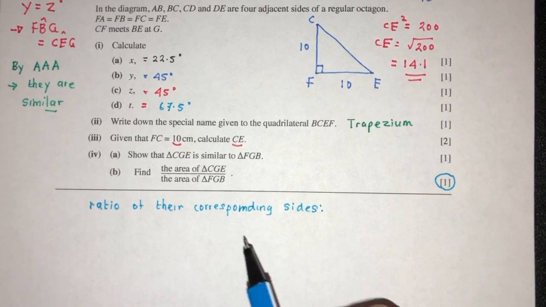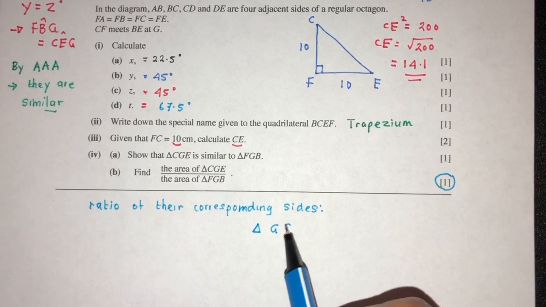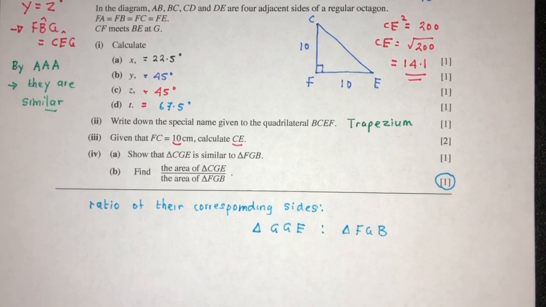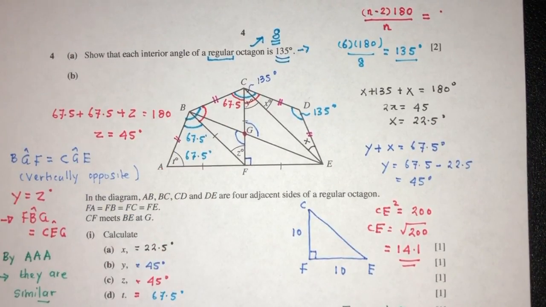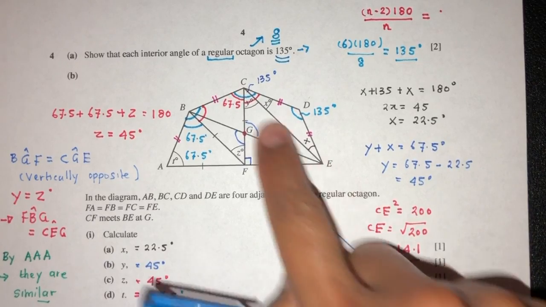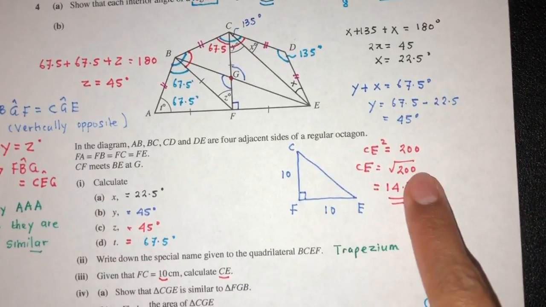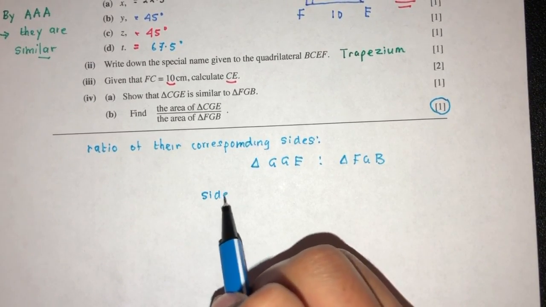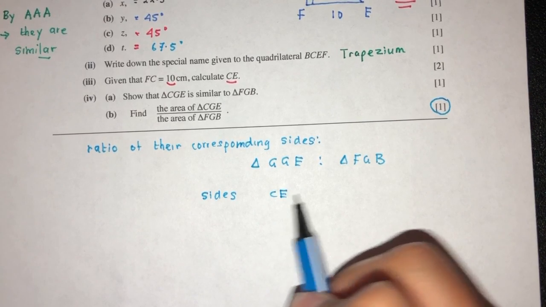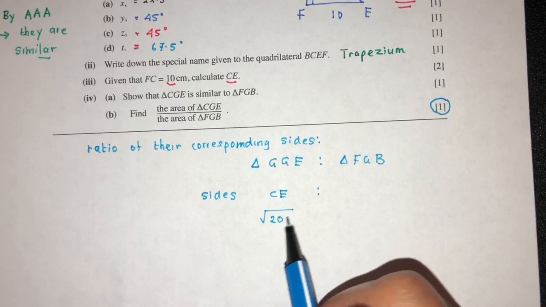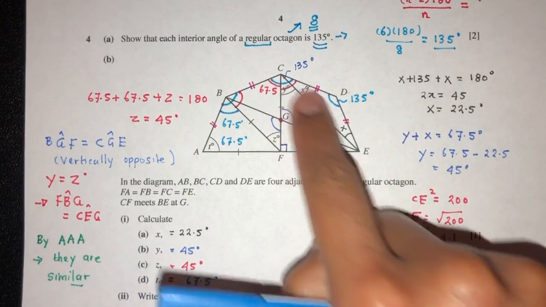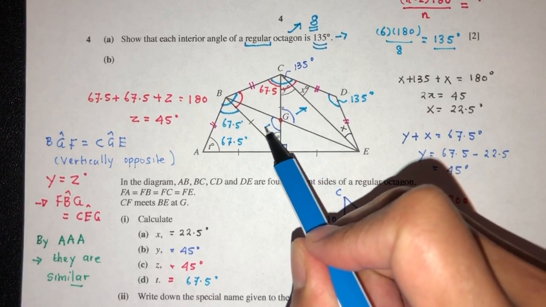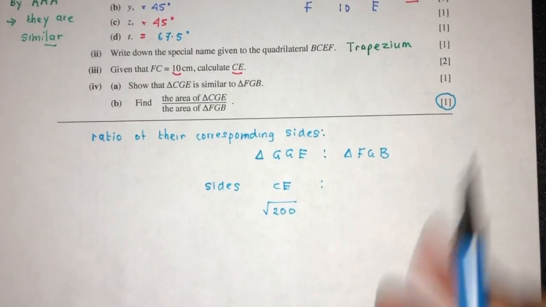So here we have triangle CGE, triangle FGB. For the first triangle CGE, we know the length of this side, right? We have found it was root of 200. So let's write this down, this side. Now we're comparing sides. Side C was found to be root of 200. Now what is the corresponding side of this in this triangle? This is opposite this angle, so it will be this side. This is side BF.